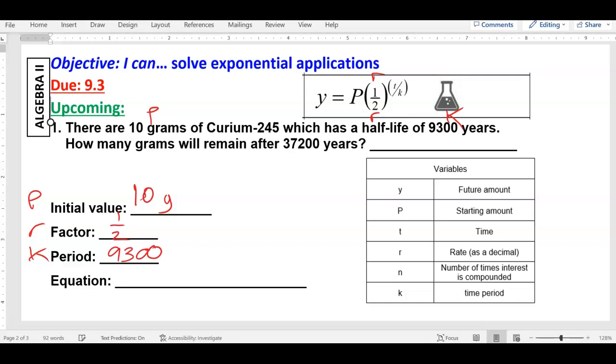Now, the one thing that's not on here that you can write is the time. How much time are we looking for at the very end of this question? 37,200, right?